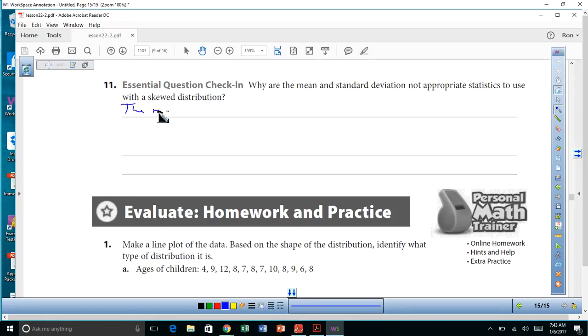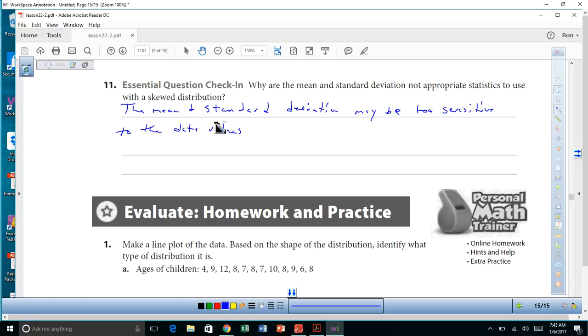The mean and standard deviation may be too sensitive to the data values in the longer tail of a skewed distribution.